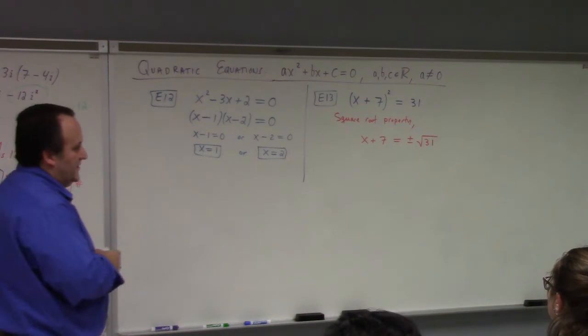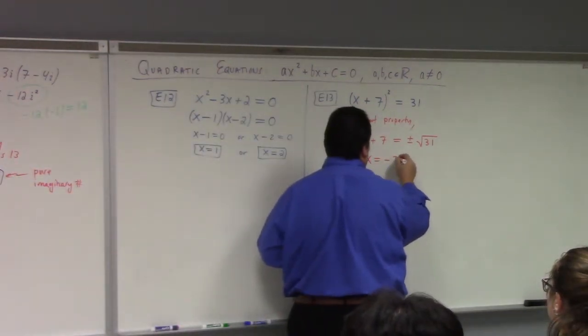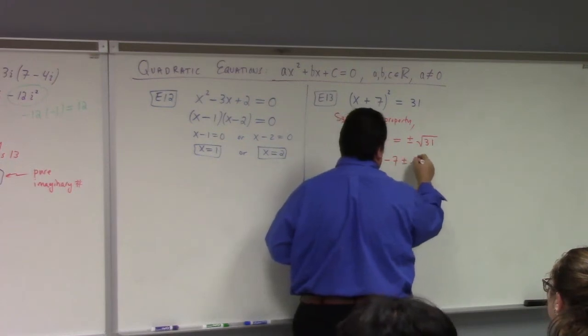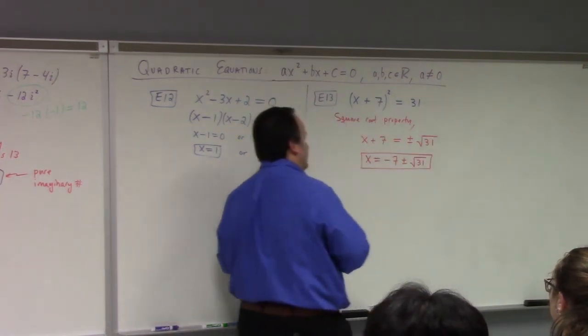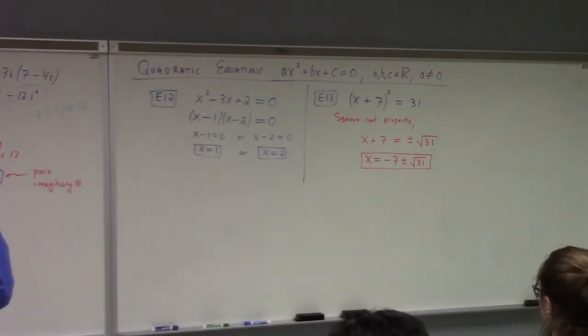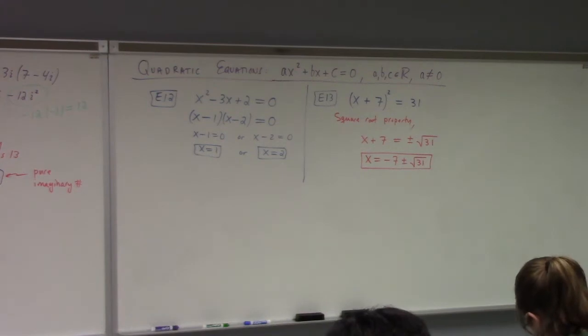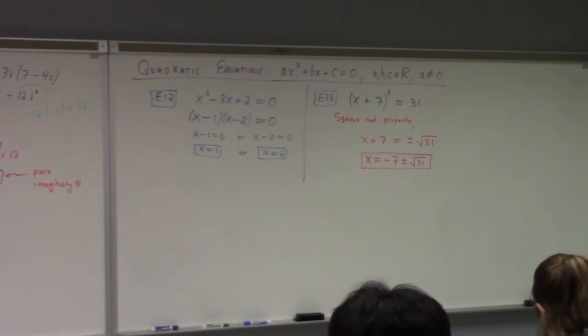And so what's the solution here? The solution here is x equals minus 7 plus or minus the square root of 31. So that's not too bad, right? That's even easier than factoring, isn't it? If you have your quadratic equation written as a square, it's pretty easy to solve, isn't it? Like if it's just squared equal to something.